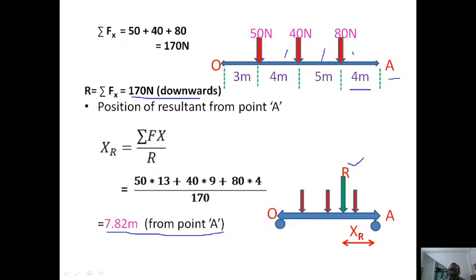I am adding, this is the 4 meters which is lesser than 7.82, and again I see it is a 5 meter. Therefore, by summation what will come? 9 meters. So 9 meters is greater than 7.82. Hence my resultant will be in between these two forces. So I placed R in between these two forces, and that is XR. Right? So that is how you have to judge where the position is.